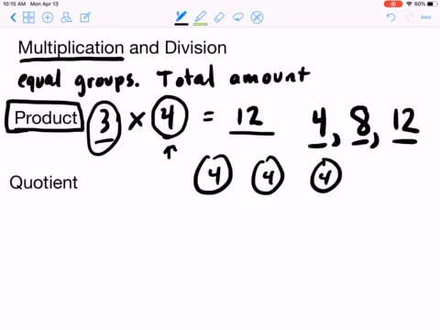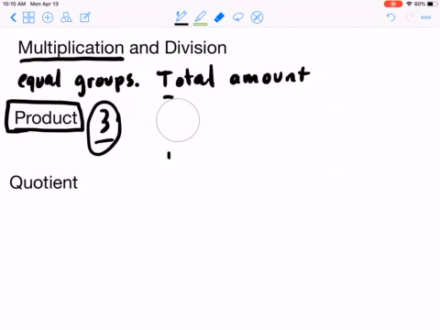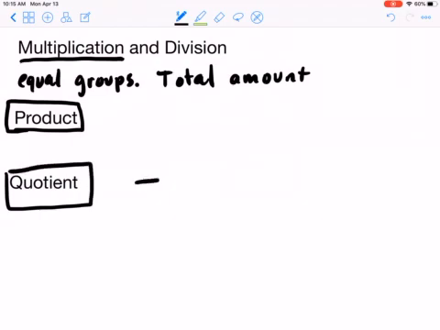So for the quotient, we are taking a total number of objects and we're placing those objects into equal groups. So for the quotient, I'm going to erase this here. We're going to take our total number of objects and we're going to put them into equal groups. So we're thinking about division now, and this is our division sign. Taking our total number of objects and placing them into equal groups or equal shares.